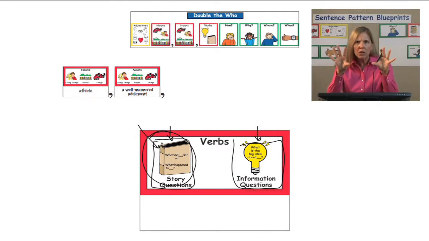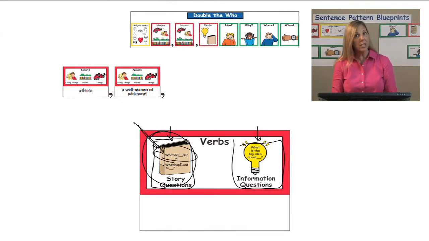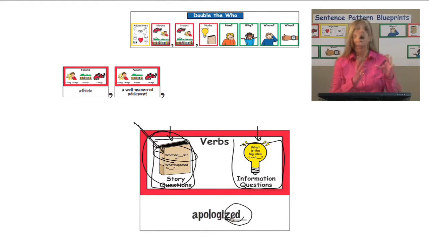Go back to your picture in your story. What did the athlete do in this picture, or what happened to him in this picture? He's doing the action. Let's ask the what did he do question. What did this well-mannered adolescent, who's an athlete, do in this scene in our story? He's apologizing. What tense do we need to have when we're writing a story? Past tense. Apologized. Not dialogue or thoughts that the character says or thinks. These are just the sentences that are telling the story. Let's add that to our sentence.